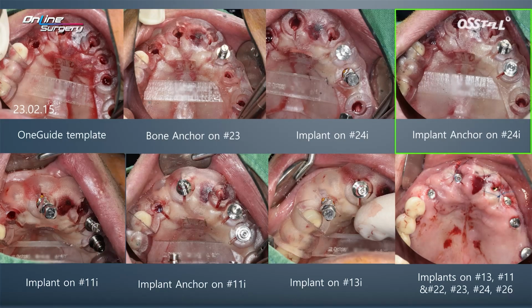Vertical anchors were placed in number 23 and 24, and the implant was placed in number 11. I made sure no deviations were made. An implant anchor was added to number 11 and the implant was placed in number 13, number 22, and 23 where the bone anchor was placed, and for number 26, OneCAS was used to place the implant.